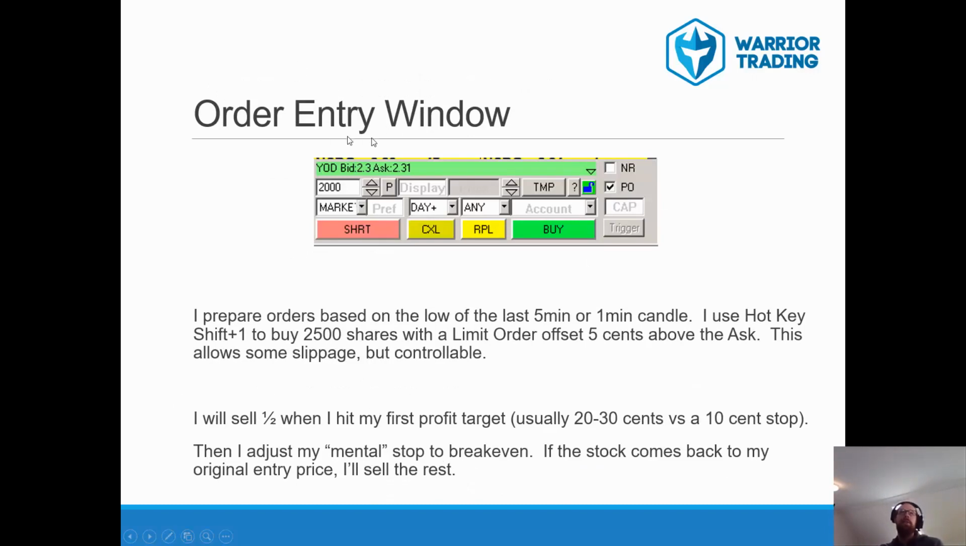Now I use the same order entry window to enter my share size and my position because I've got time to think about it. I don't use hotkeys to buy these positions usually because I have time to watch it forming. Okay, this is probably going to be my entry. So in that case, I just type my price in here and my share size. I always start with smaller size on reversals, and I very rarely take more than 5,000 shares. Very rarely, especially on a high price stock.